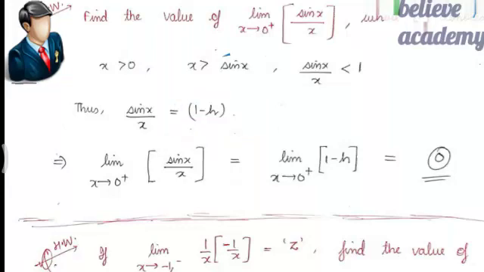So the limit x tends to 0 plus of the greatest integer of sine of x whole upon x can be substituted as the limit x tends to 0 plus of the greatest integer of 1 minus h. So 1 minus h means what? A quantity which is less than 1, which turns out to be equal to 0.